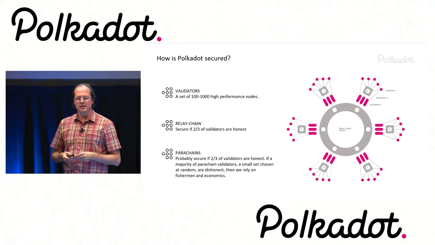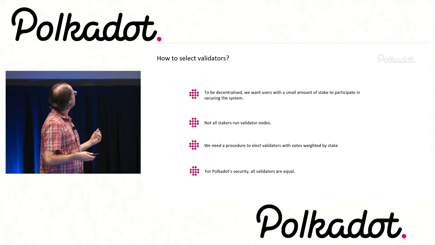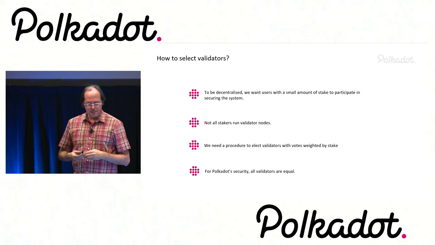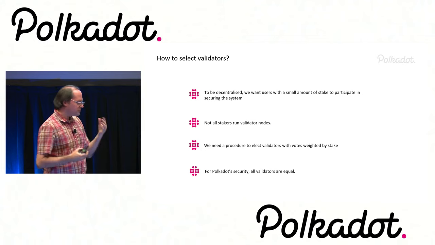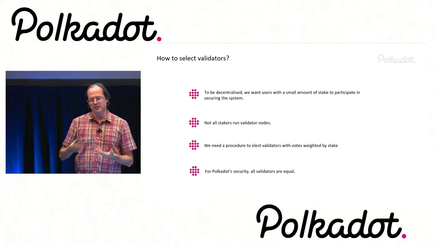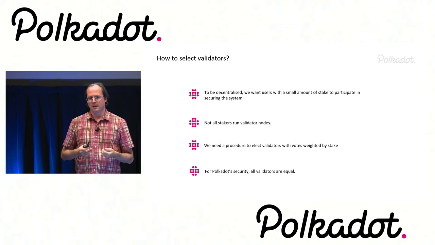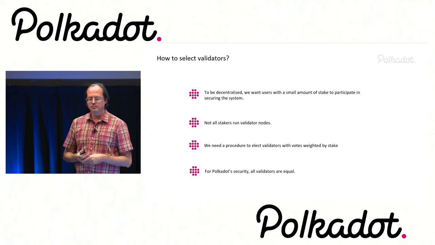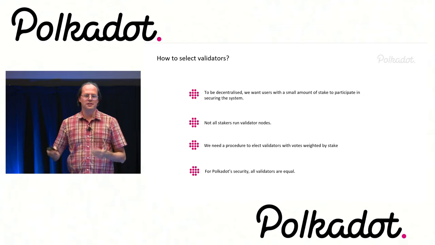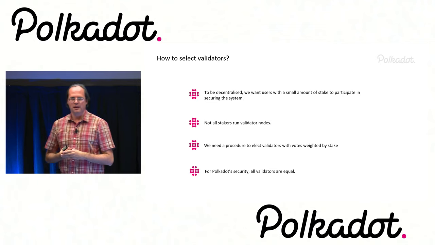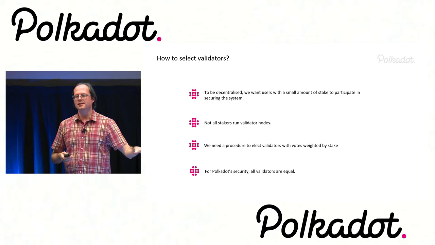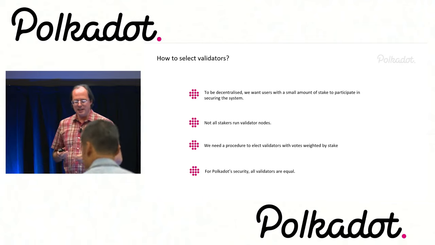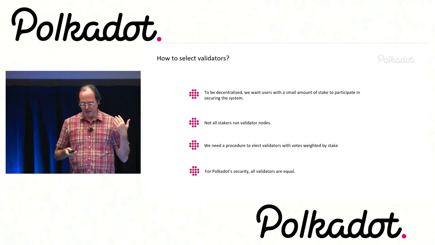The question I'm trying to address in this talk is how do we select validators? The aim is to be decentralized, which means that users with a small amount of stake should be able to participate. Also, we want people to be involved in staking who are not actually running nodes. That's why we're going to have a system where we elect validators using stake. Some people are going to be validators, but others are going to be nominators, and they're going to tell us who they trust and who they want to back with their stake. Then we're going to select validators somehow.